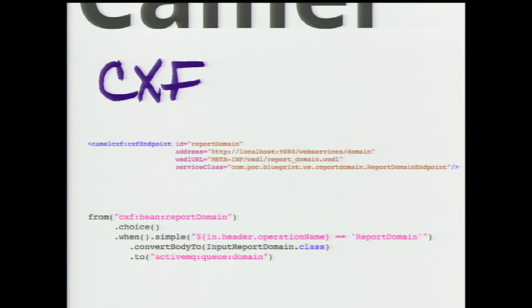Now in this case, I'm just doing a choice on it and saying, okay, using some simple logic, based on the header information, the operation name, I'm going to do this. I'm going to convert the body and then I'm going to send it off to ActiveMQ. So that completes that first proxy layer. There's two configurations and I'll show you the other one in a minute. But in two configurations and this line of code, you've got that proxy layer.